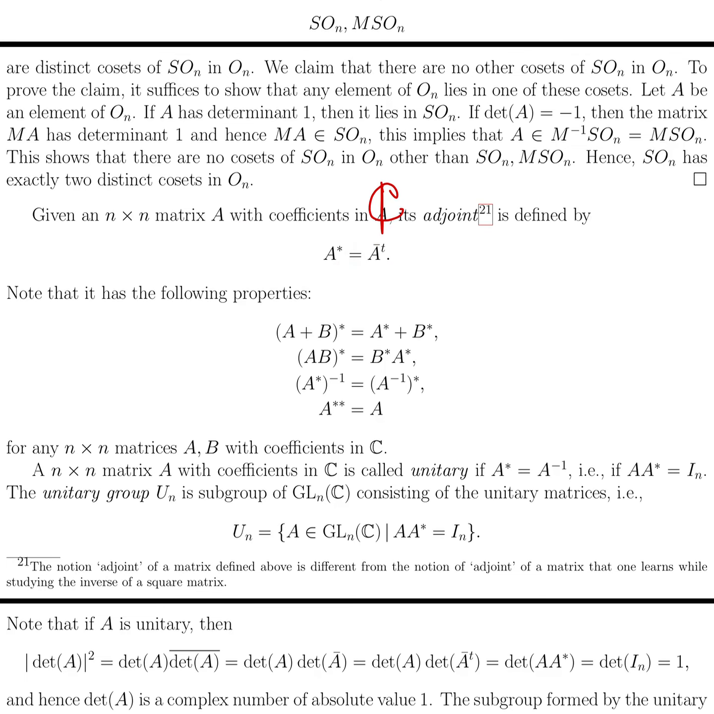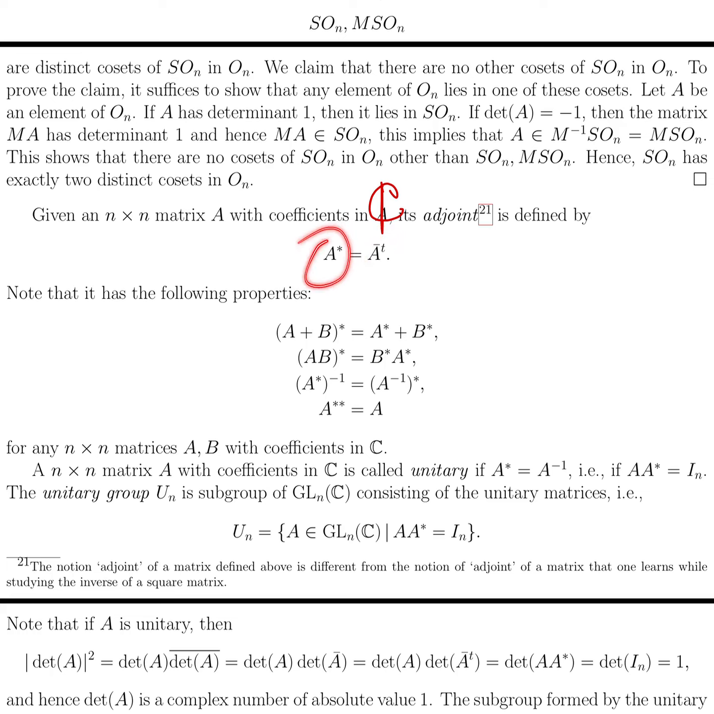And this is different from the notion of adjoint that you learned while studying the inverse of a matrix, where you replace the entries by the determinants of the minors, up to certain signs. That notion of adjoint is different from this notion of adjoint. Anyway, so you look at its bar transpose, or its conjugate transpose.